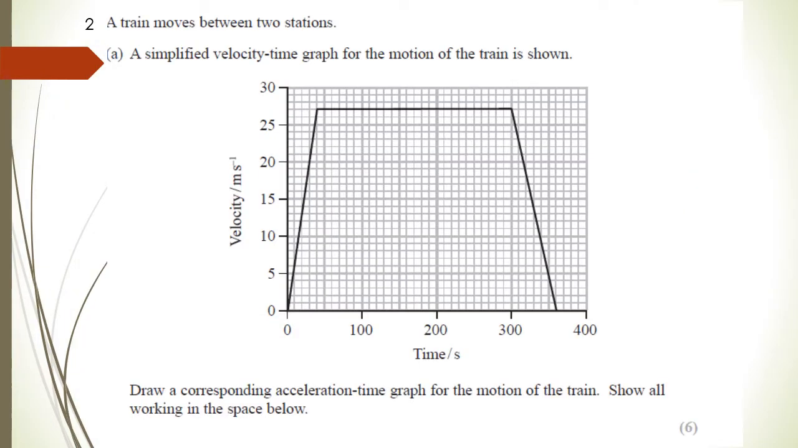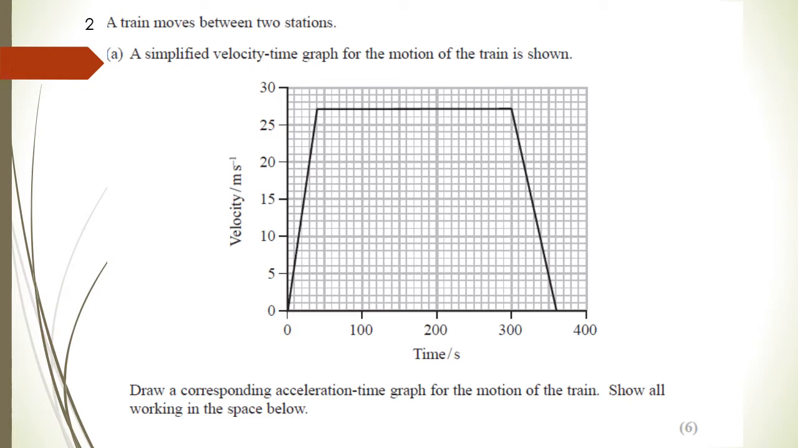A train moves between two stations. A simplified velocity time graph for the motion of the train is shown. Velocity axis and time axis are marked. Draw a corresponding acceleration time graph for the motion of the train. Show all working in the space below.